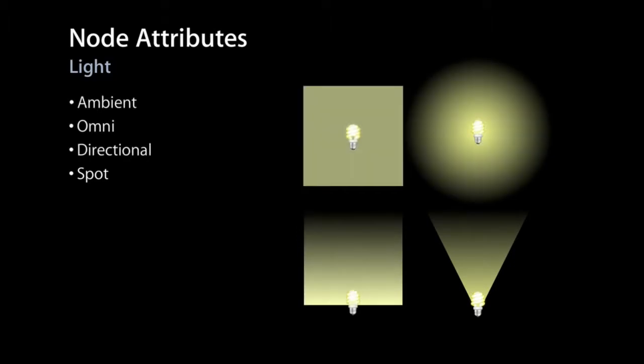The lights have a couple of parameters like the attenuation distances, the intensity, the color, etc. But one thing important about light is that it illuminates the entire scene and not only the node it is attached to.